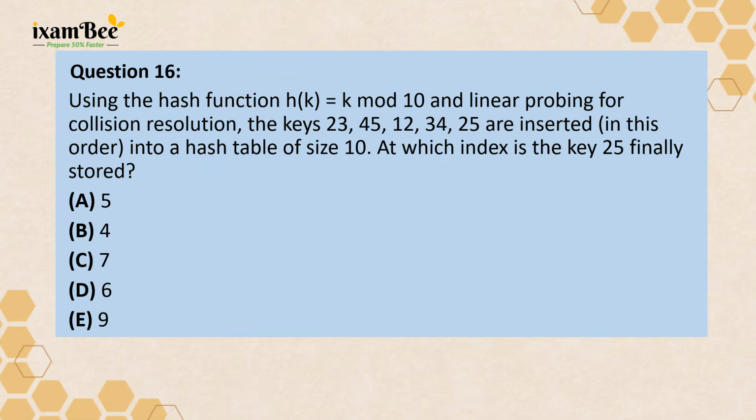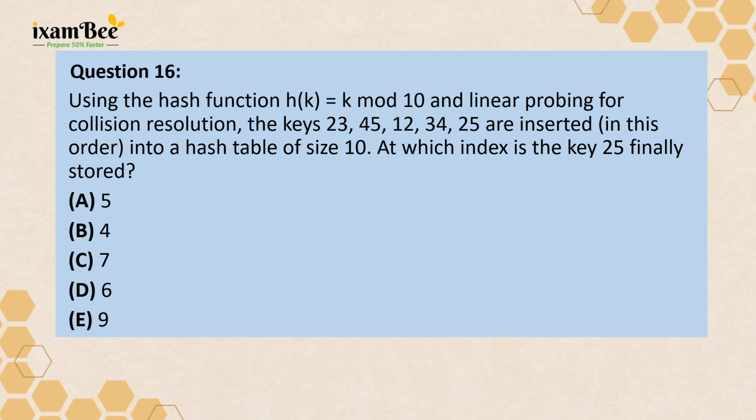Let's compute each hash in order. h(23) is 23 mod 10, which is 3. So 23 goes into slot 3. h(45) is 5. So 45 goes to slot 5. h(12) is 2. So 12 goes into slot 2. h(34) is 4. So 34 goes to slot 4.